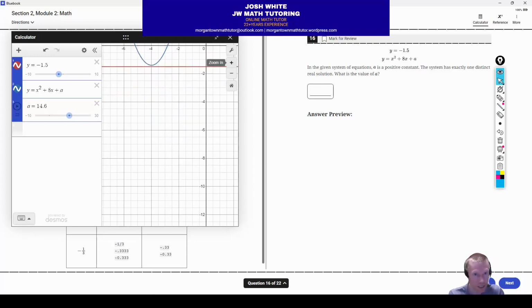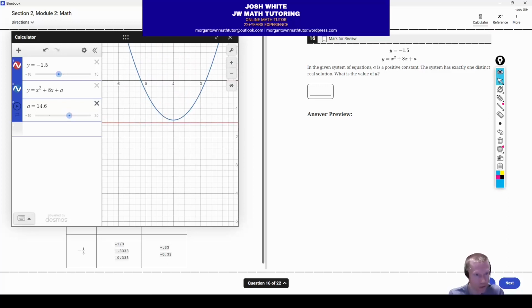Okay, so notice right here, I happen to get 14.6, and it's so close. It's not quite touching it; it's still above it, so it's got to be less than that. But notice 14.4 is below it. So now what I would do is go 14.4 to 14.6. I know it's between those, and do a step value of maybe 0.001.